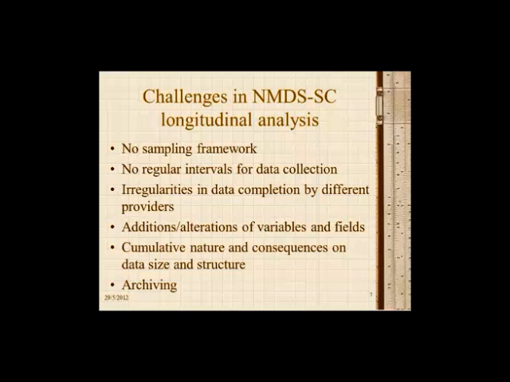And also, because it's emerging and evolving, there are alterations in the questionnaire itself. Over the years, Skills for Care make consultations and they add questions, they remove questions, they add fields. That's fine if you're doing a cross-section, taking one data set and trying to examine it, but if you're trying to link data and look longitudinally, that can be problematic.